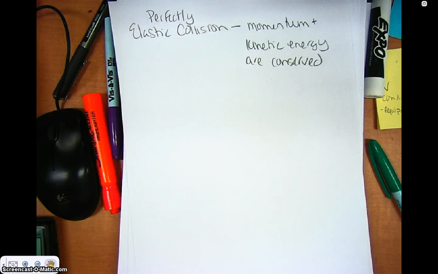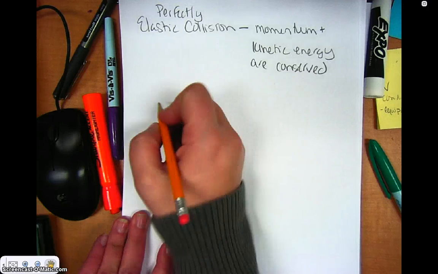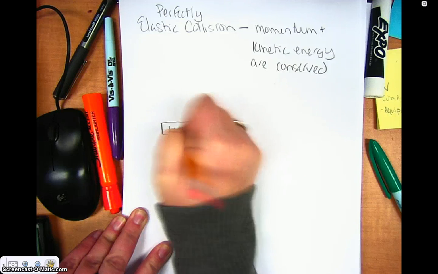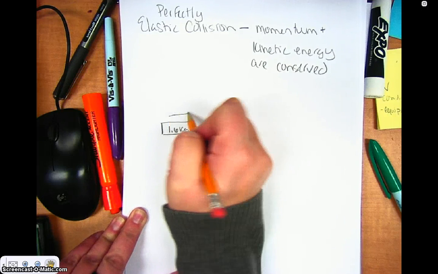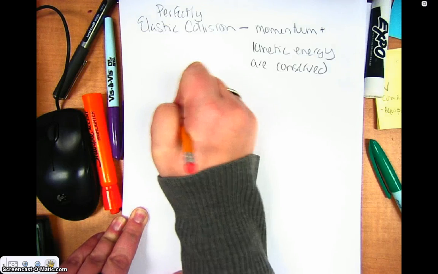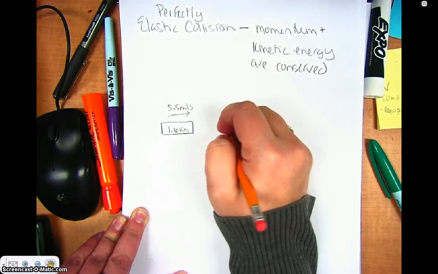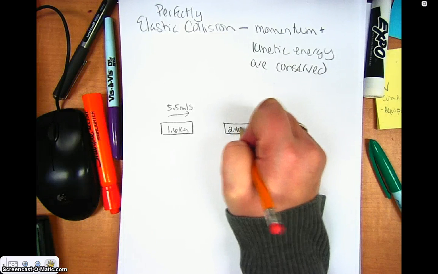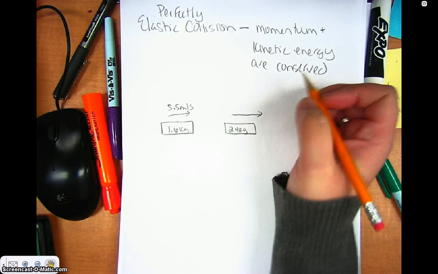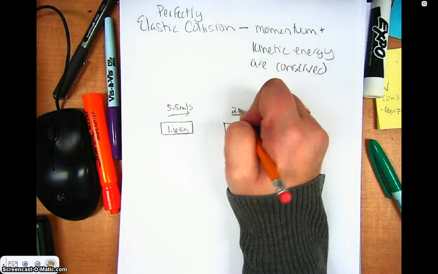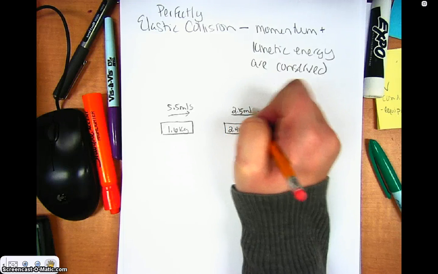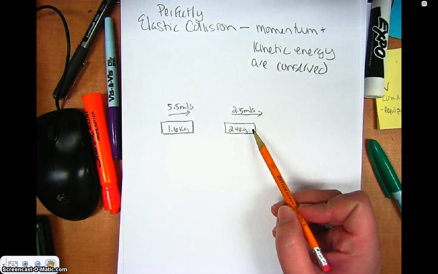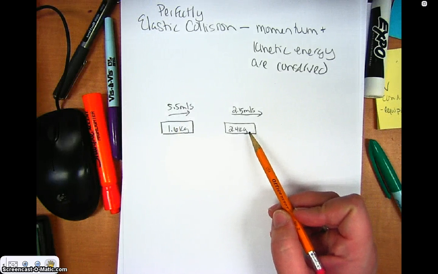So let's say that we have a cart, and it's 1.6 kilograms, and it's moving to the right with a velocity of 5.5 meters per second. And then we have another cart that's moving along, and let's say that cart's 2.4 kilograms, and it's also moving to the right with a velocity of 2.5 meters per second. All right? So this cart is moving faster, so it's going to eventually catch up and run into this cart, and they're going to bounce off one another.